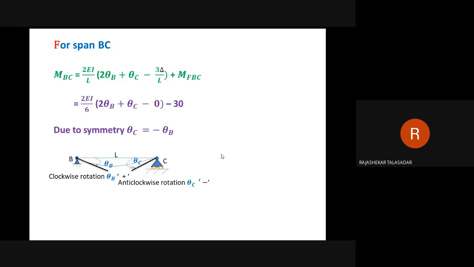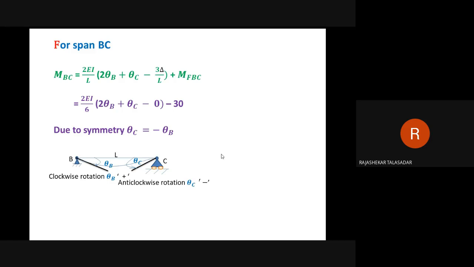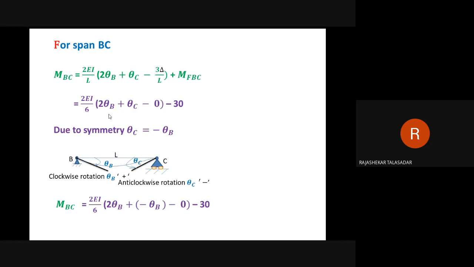Now, if I use this value of theta C as minus theta B, wherever theta C is there, I will put the value of theta C as minus theta B. Then you will get only one unknown. Therefore, MBC will become 2EI by L, that is 6, into 2 theta B as it is, now the value of theta C I will substitute as minus theta B. And of course, delta is 0 and MFBC is as usual minus 30. So if you simplify this, 2 theta B minus theta B means it is theta B, and 2 by 6 means you will get 0.333 EI theta B minus 30. Right? I think it is clear.